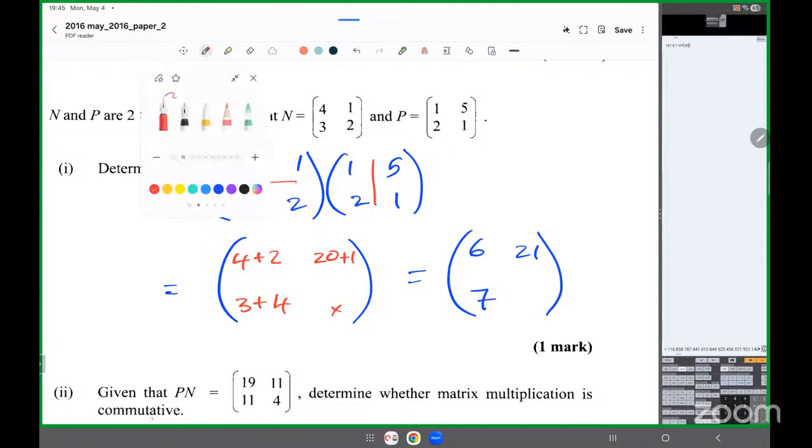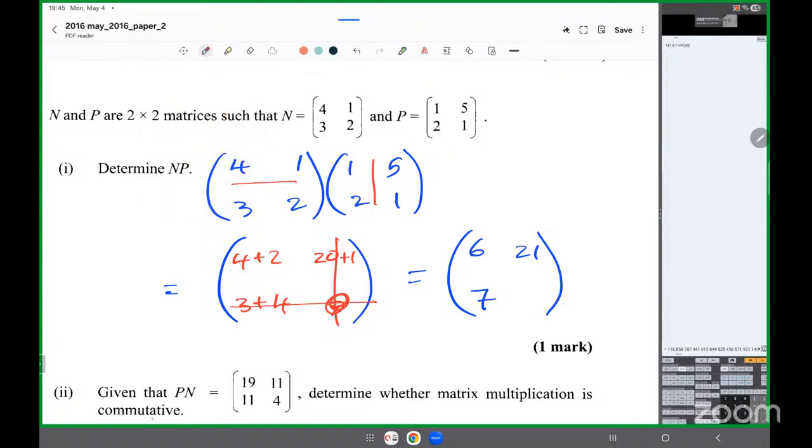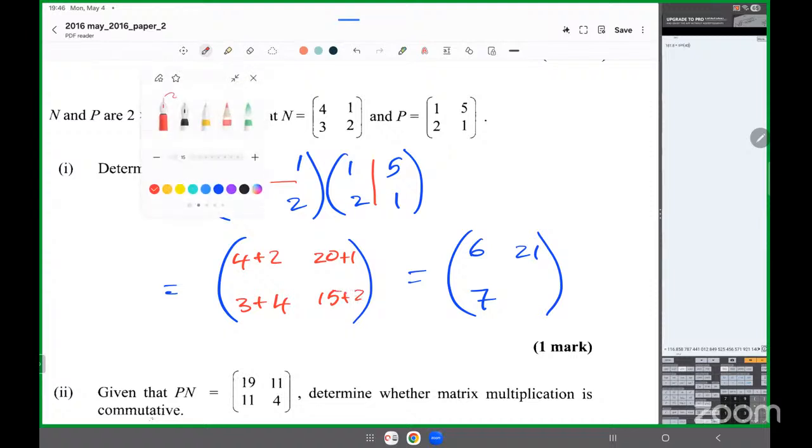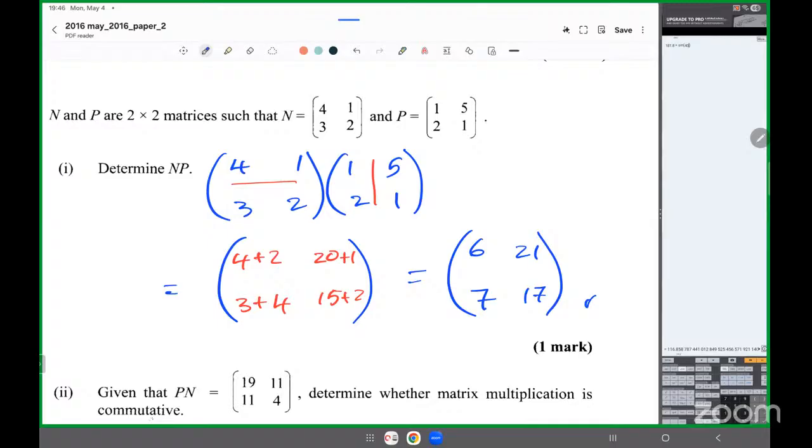Then we come to the last value out here, which is positioned in the second row, second column. So to get it, multiply this second row by the second column. First element times first element, second element times second element. 3 times 5 and 2 times 1. 3 times 5 is 15, and 2 times 1 is 2. 15 plus 2 is 17. That value out here is 17. That's the answer.